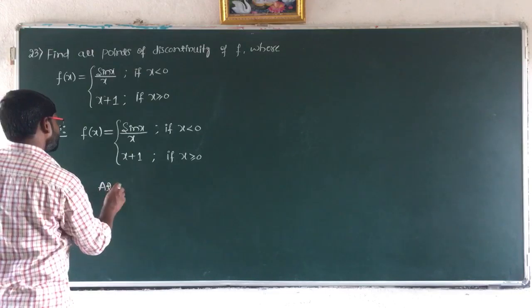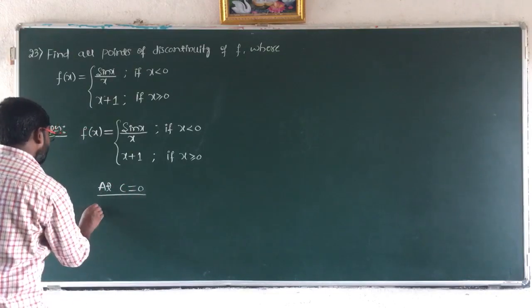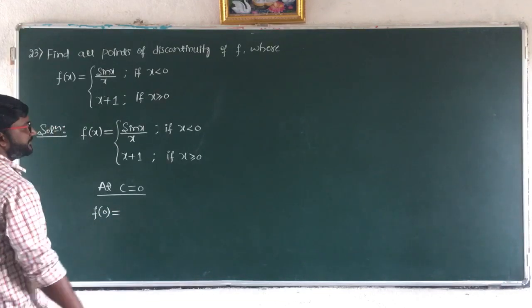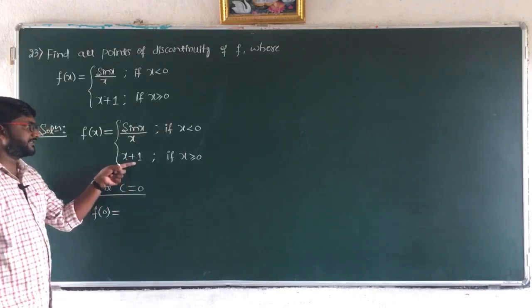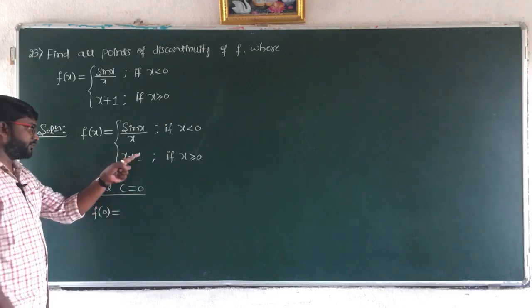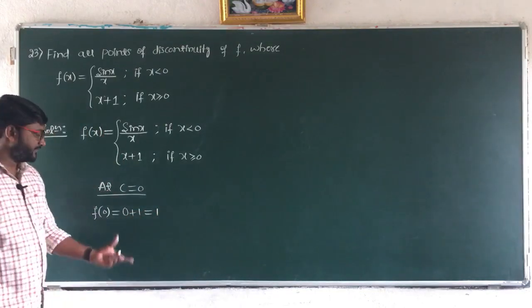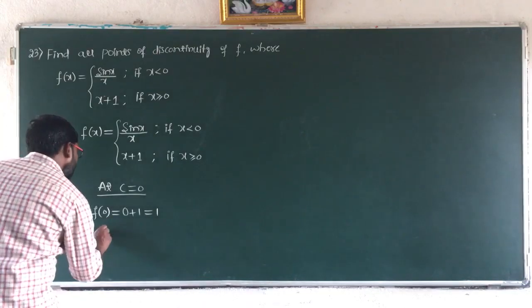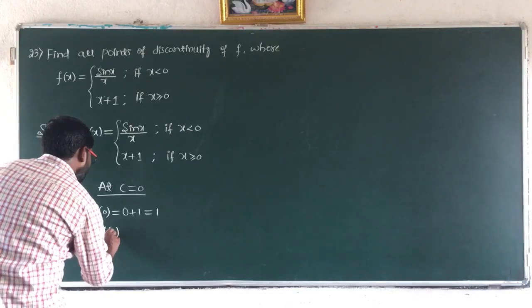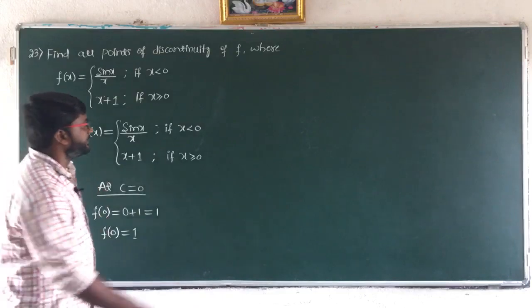At c which is equal to 0, we have to find f of c, that is f of 0. So at x equal to c, that is at x equal to 0, the function is x plus 1, that means we get c plus 1. What is c here? It is 0. 0 plus 1 which is equal to 1. So the value of the function is 1. Therefore f of 0 is equal to 1. Next we will have to go for the LHL and the RHL.